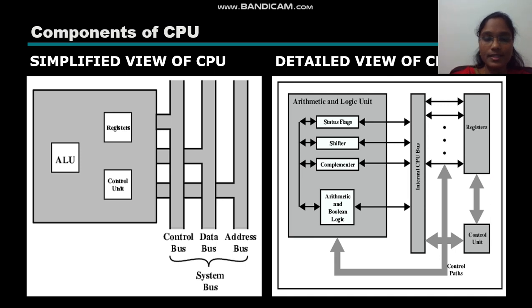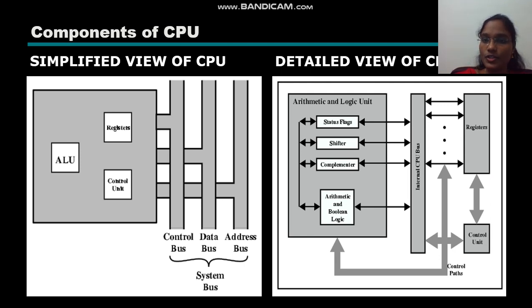If you see in this figure, there are two figures given. The first one is a simplified view of a CPU and the second one is a detailed view of a CPU. In the simplified view, we can see that the CPU is connected with the system through the system bus. The CPU has three major components. We can see the ALU, the registers and the control unit. So this is a very simplified view of a CPU.